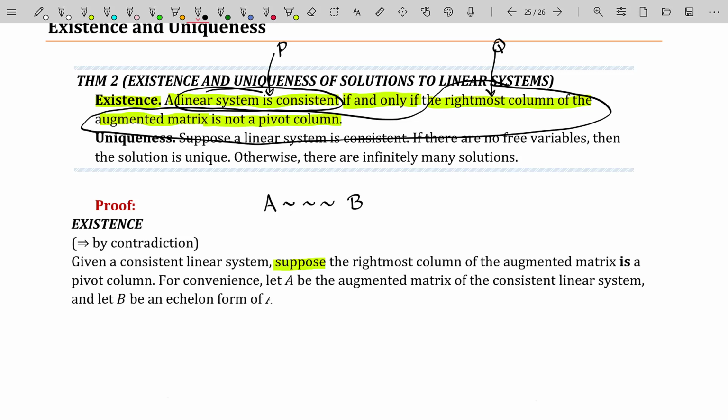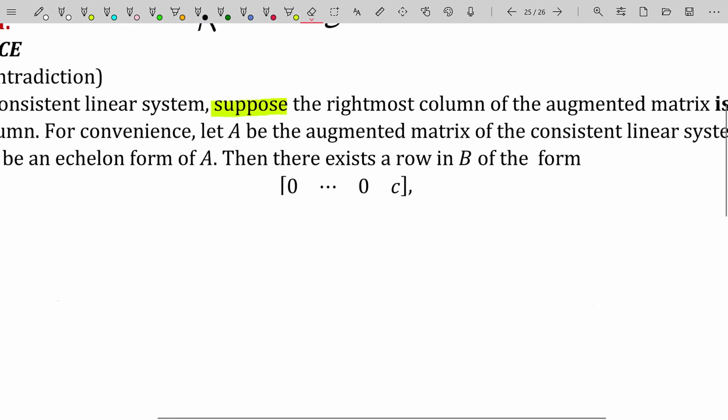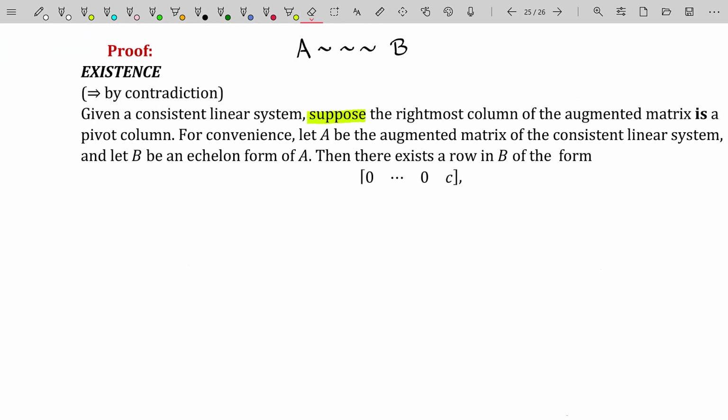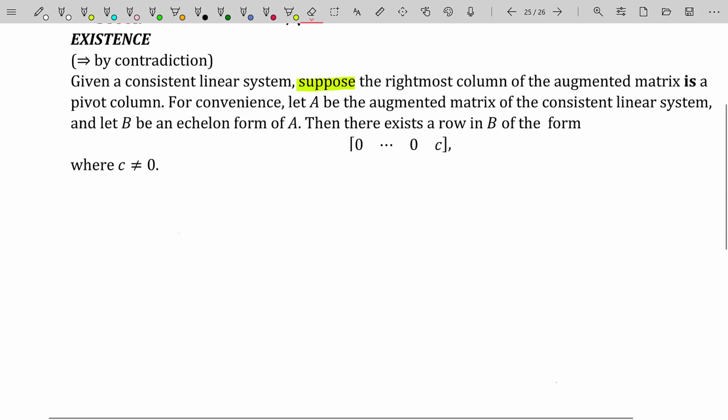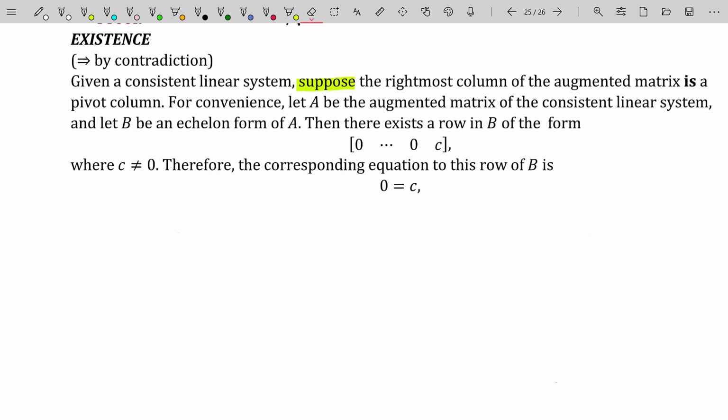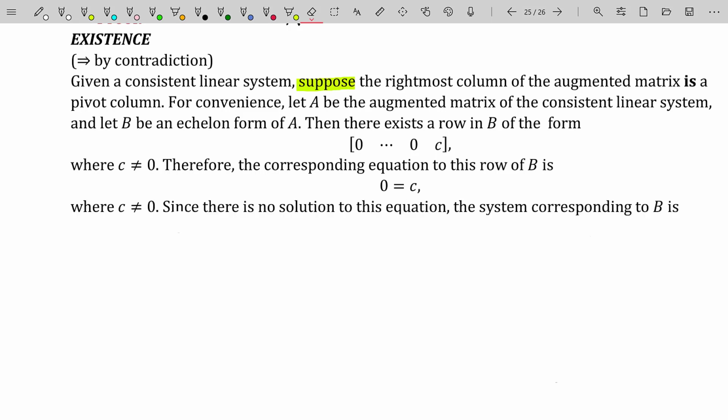So let me go ahead and say that here. And that's what I have written here. Then there exists a row in B of the form 0, 0, 0, 0, 0, all the way down until we get to some c, where c is non-zero. Now, if you think about the equation corresponding to this row of our echelon form B, well, that means that equation will tell us that 0 is equal to some non-zero number c. Since there's no solution to this equation, the system corresponding to B must be inconsistent.